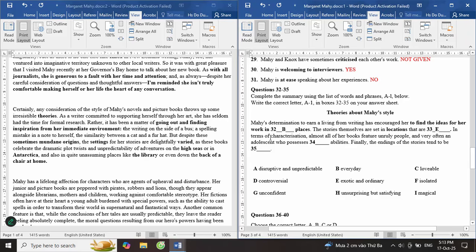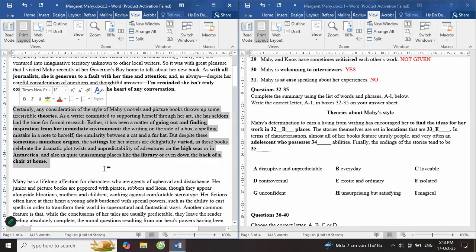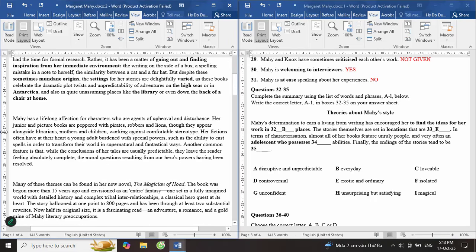Next, in terms of characterization, all of our books feature unruly people often. Adolescent, what is it? Okay, I don't see any mention of the character in this part, so I'll keep reading. Please pause for this and try to finish 34 and 35.